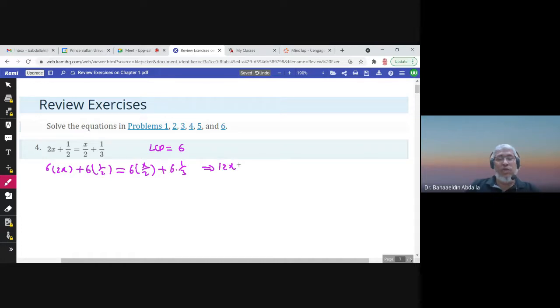6 over 2 here is 3. 6 over 2 is 3, so 3x. 6 over 3 is 2. And all the denominators disappeared, so now 12x minus 3x is just 9x, and 2 minus 3 is negative 1. I divide by 9, so x is negative 1 over 9. This is the solution of question 4.